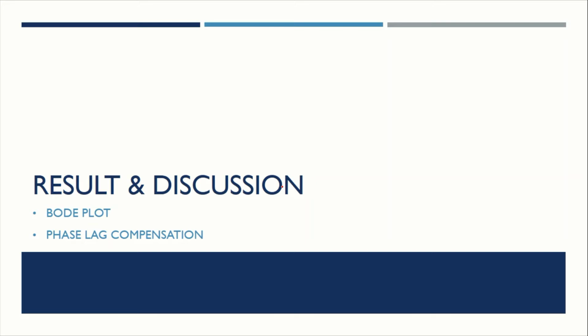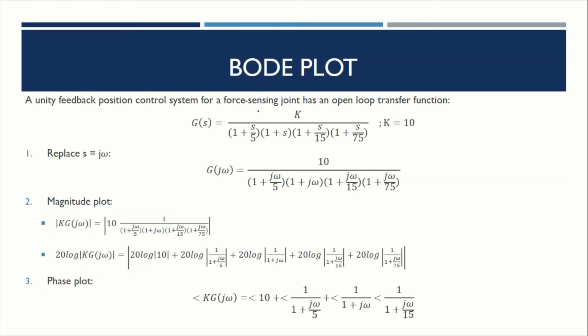Hi, my name is Mazni Ramle. Now I want to present the result and discussion of the bode plot and phase lag compensation. For the bode plot, first you have to replace S with j omega. This is our transfer function. K you can replace with 10. Once you get the j omega, you can get this equation. You have to split it into two plots, which are the magnitude plot and the phase plot.